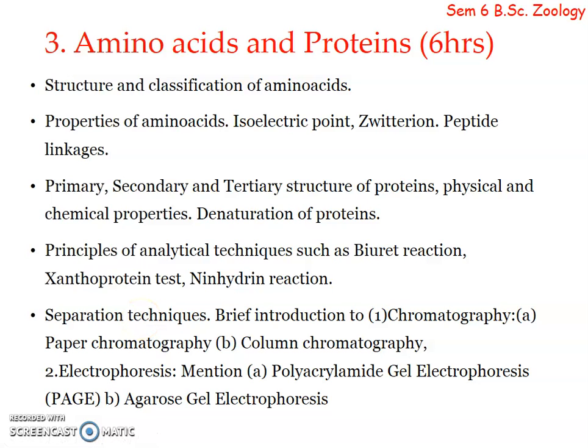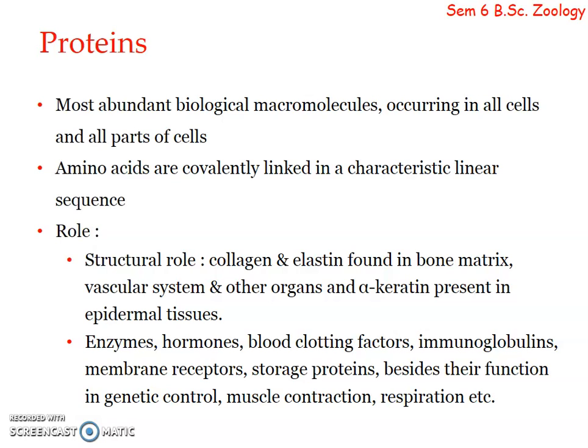So, welcome to the next module of biochemistry. It is amino acids and proteins, and these are the topics which we are supposed to discuss in this particular module. Okay, first we can see what are proteins.